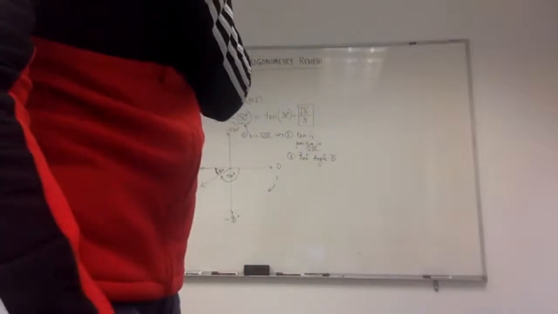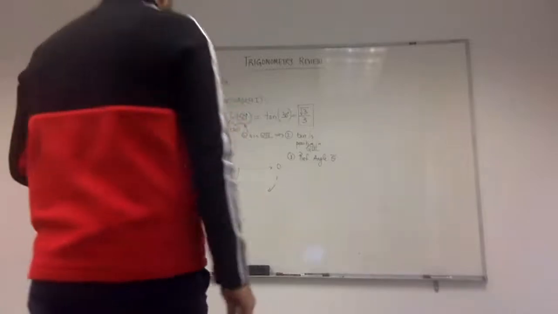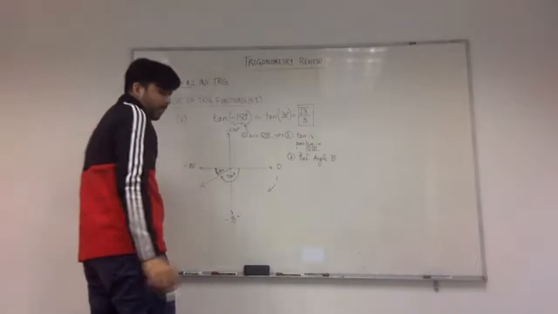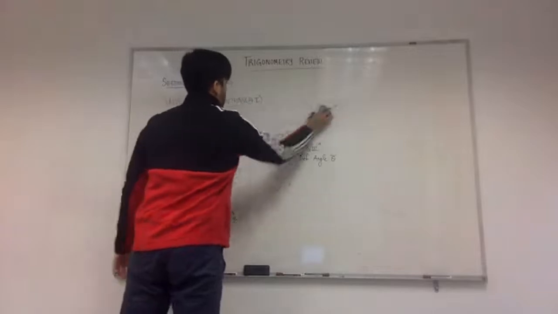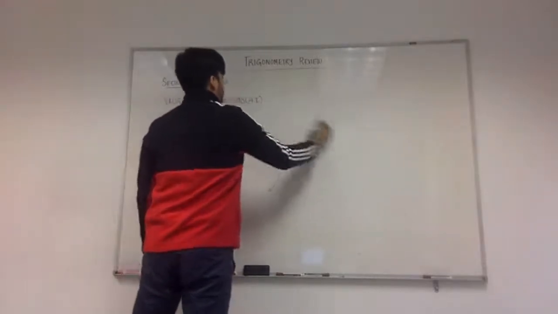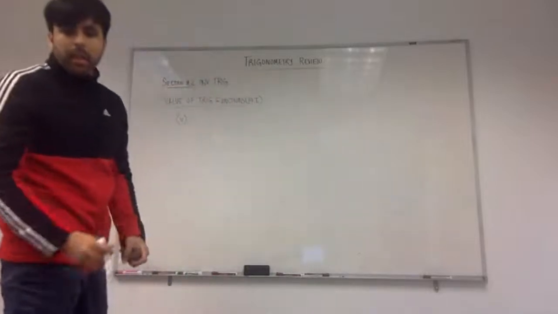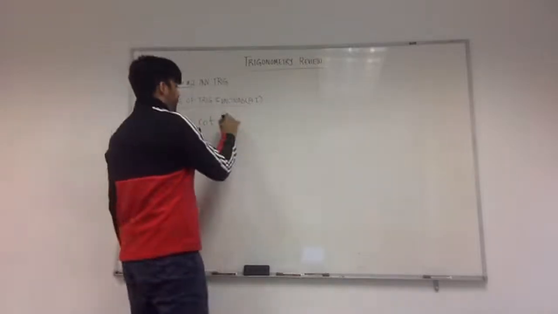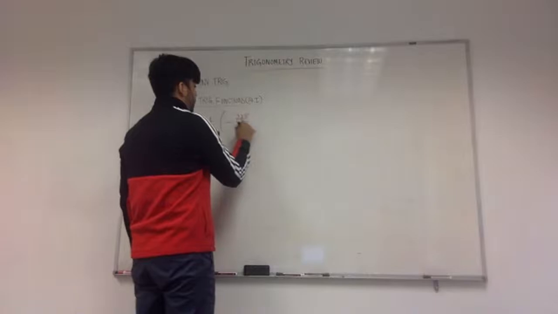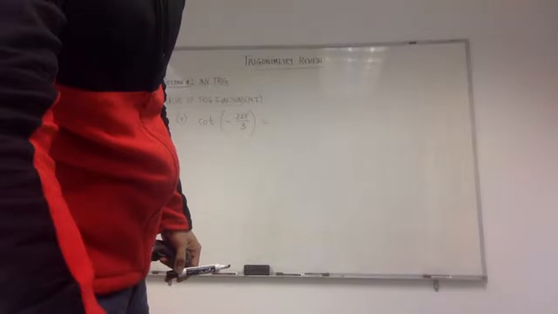If you want, we could do part 5, which has a radian measure of an angle. So some of you may still not be so comfortable with radians, but we have to become very comfortable with radians. So this is cotangent of negative 22 pi over 3. So this may look a little scary, right? Negative 22 pi over 3.